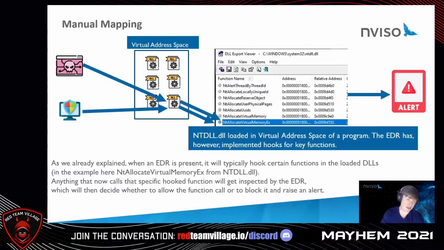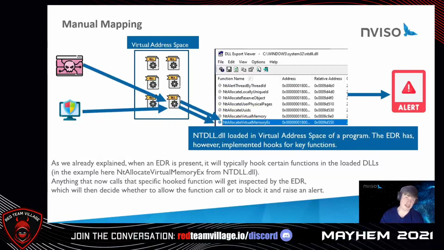But the drawback there is that your EDR will also have hooks there. In this slide, I'm actually using NTDLL as an example. So for example, malware is trying to allocate memory using NtAllocateVirtualMemory. Well, guess what? The EDR actually has that function hooked. That means that you'll get spotted when you try to use that call. So that's not really what you want from an offensive point of view.